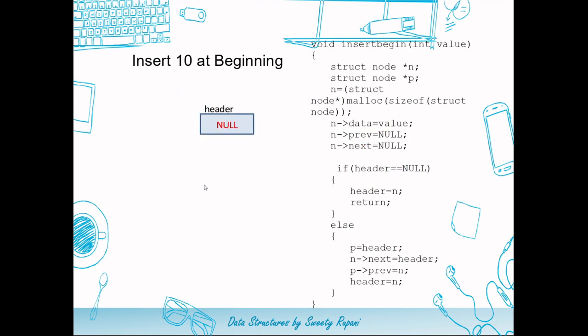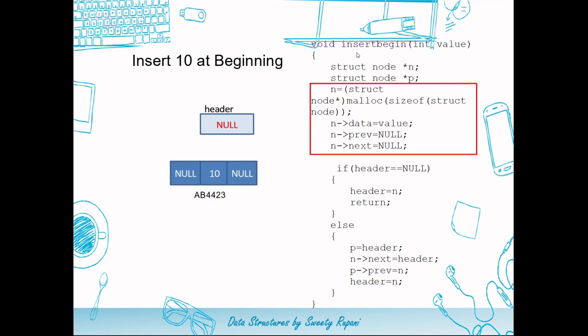Now let us go for insertion at the beginning. Initially the header would have a null value because we don't have any nodes in the list. When we make a call to the insert begin function, it will allocate memory the way we used to do it in a singly linked list. Here also memory allocation remains the same. Using the malloc function, we will specify the number of bytes we need to allocate by using sizeof and giving struct node. That memory is required to be cast into a struct type and that gets stored in n. So from here onwards, n would refer to the newly created node.